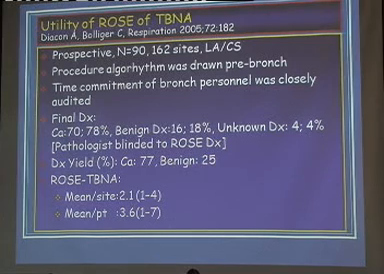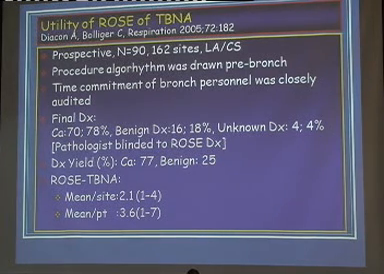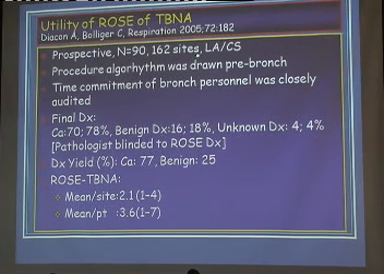This is one of the largest and most defined studies done looking at ROSE and TBNA. My friend Dr. Chris Bolliger from South Africa looked at rapid on-site cytological examination on TBNA in 90 patients. TBNA was performed in 162 patients under local anesthesia and conscious sedation. I bring that out because you don't need to use general anesthesia and rigid bronchoscopy to use ultrasound-related transbronchial needle aspiration, as is shown in some studies. They had a procedural algorithm of what they would do if TBNA is negative, what tests they would do. They had an algorithm. Time commitment for bronchoscopy personnel was also closely monitored.